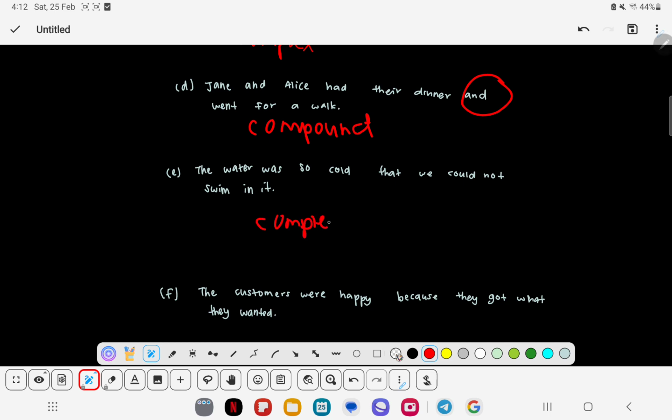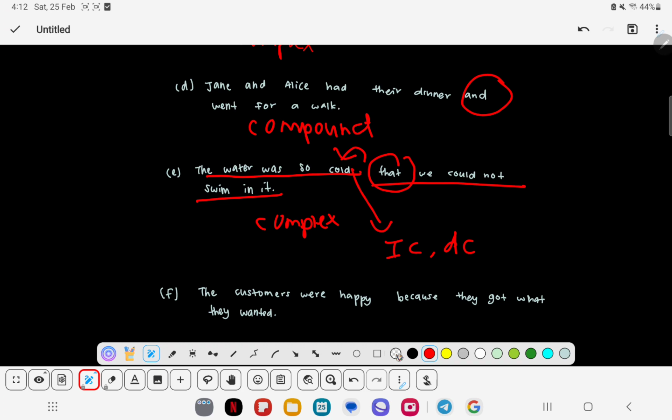Why is it a complex sentence? Just think about it. The water was so cold is IC, independent clause. And then, after the comma, we have that we could not swim in it. That would be a dependent clause, because before the word that, you need to add something in the sentence. So that's the reason we put IC, DC as a complex sentence.